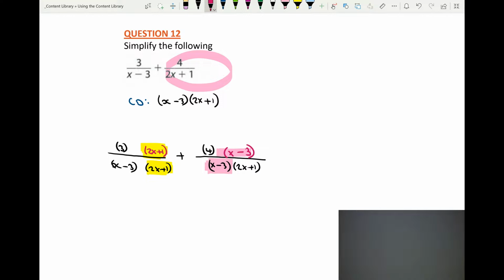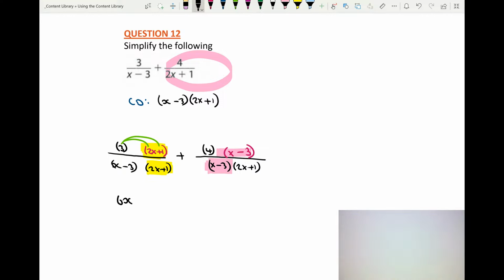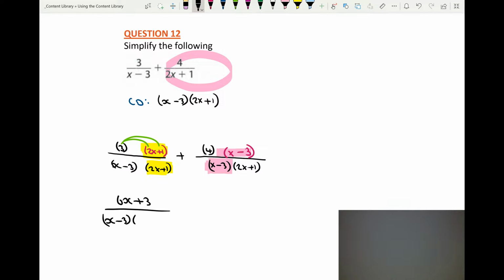And then I multiply in the top. 3 by 2x will give you 6x. 3 by 1, positive 3. All over my common denominator. And in the second bracket, I'm multiplying in the 4, and that's giving you 4x minus 12.